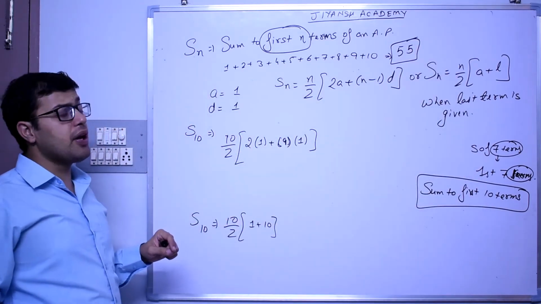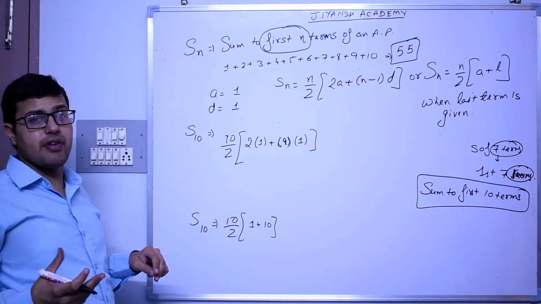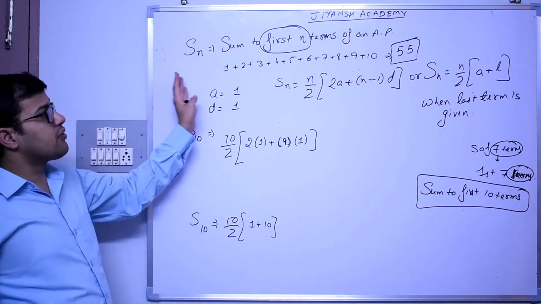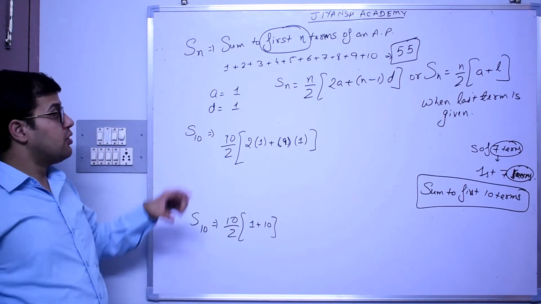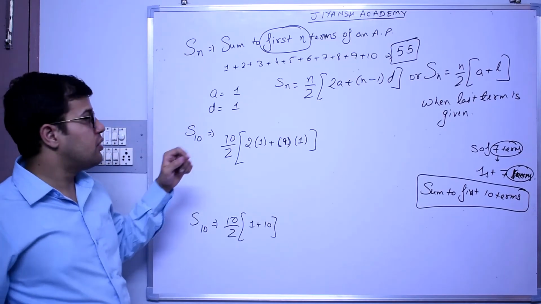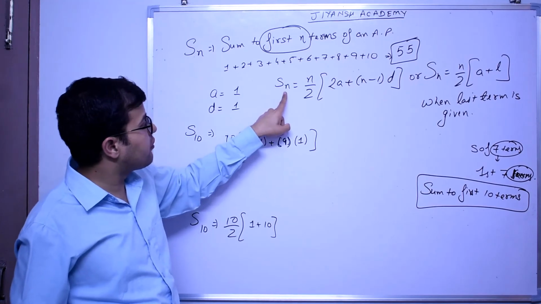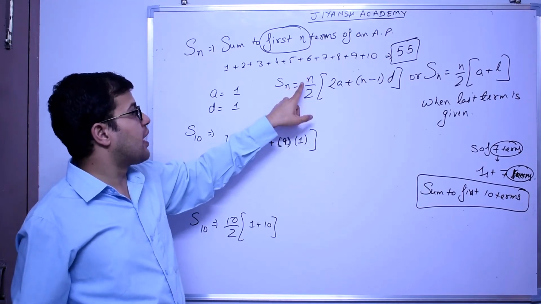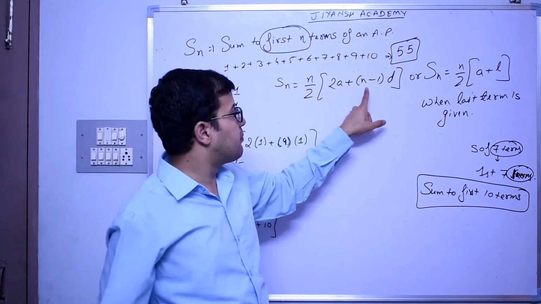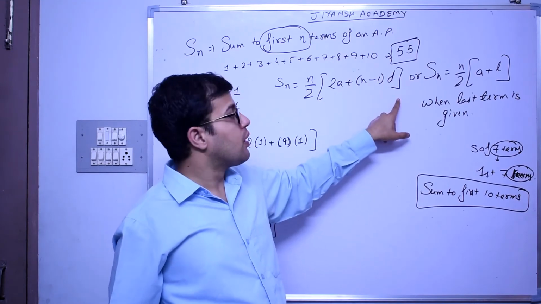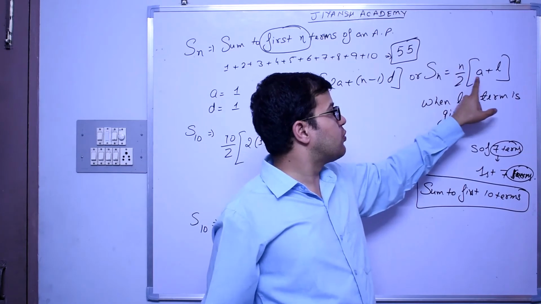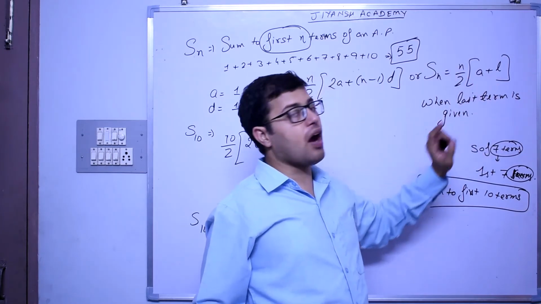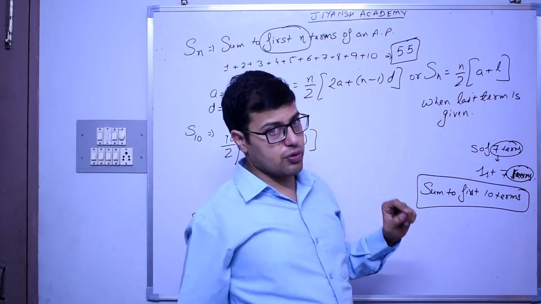Now if they ask the sum to first 25 terms, 75 terms, 100 terms, then it is a very long process to keep writing the numbers and then adding them. So instead we can use the formula. The formula for the sum of first n terms of an AP is n by 2 into 2a plus n minus 1 into d, or the same formula, Sn is equal to n by 2 into a plus l, where l is the last term which is given to you, right?